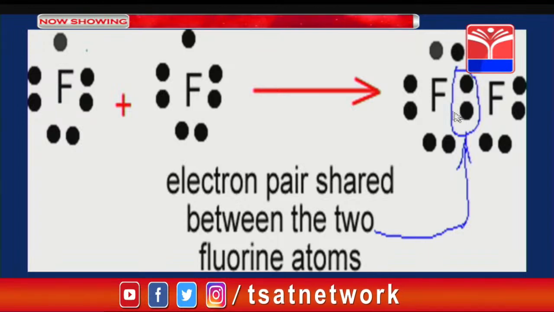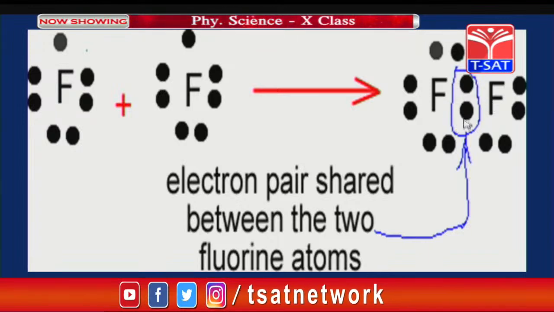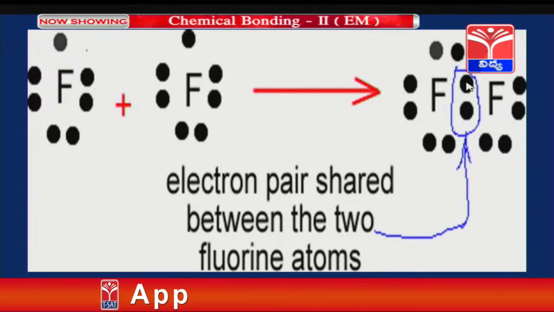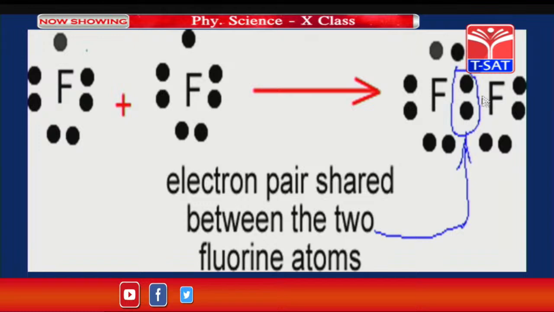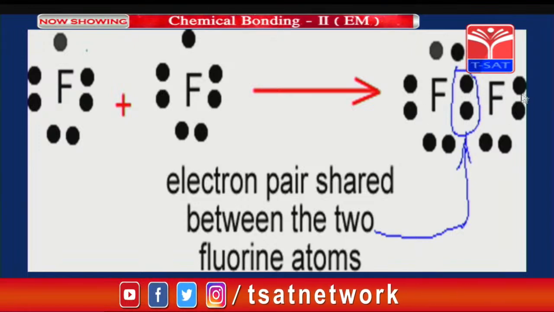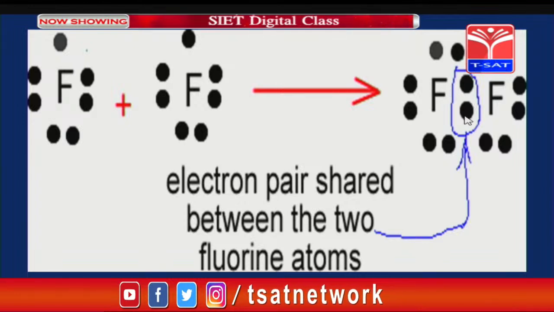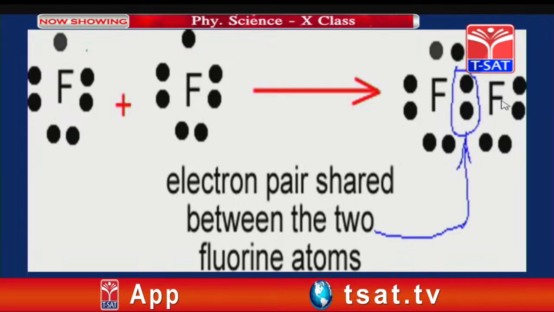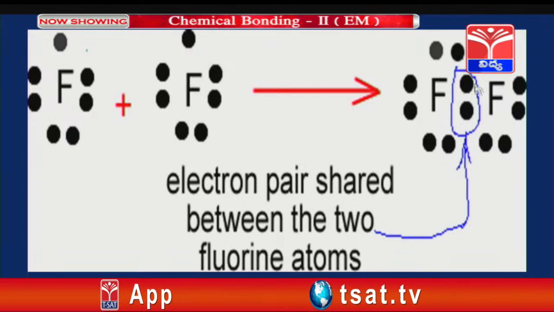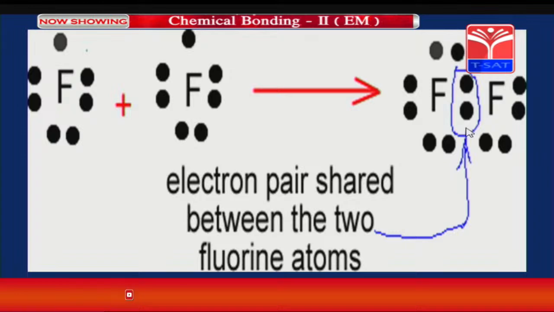So, if you look at this picture, this is the shared pair of electrons. 1 electron is contributed by this fluorine atom and the other electron is contributed by this fluorine atom. Thus, they are sharing 1 pair of electrons between them, forming a molecule which is called the F2 molecule. And here the bond formed between the two fluorine atoms is due to the sharing of electrons. So, it is called a covalent bond.